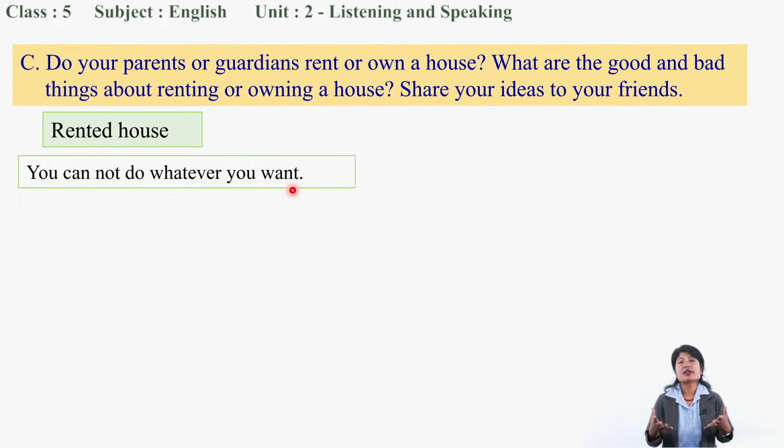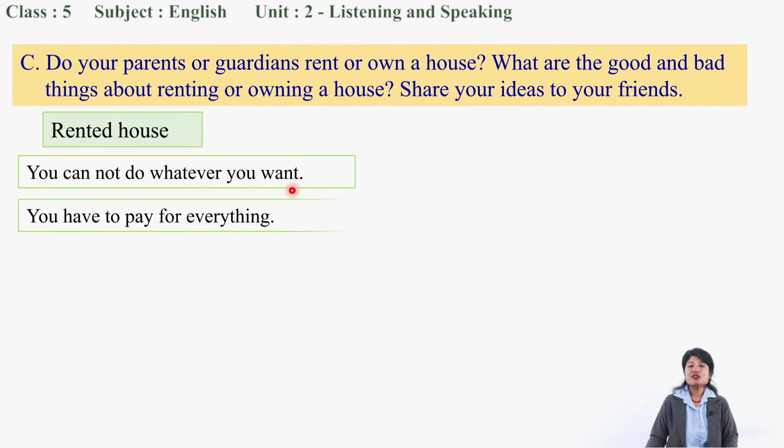You cannot do whatever you want. You might be stopped. The owner might say not to do this, not to do that, right? Even to fix a nail, you have to think about the owner. Whether I should fix the nail or not? Yes. So you cannot do whatever you want in the rented house. Next, what could be the next point?